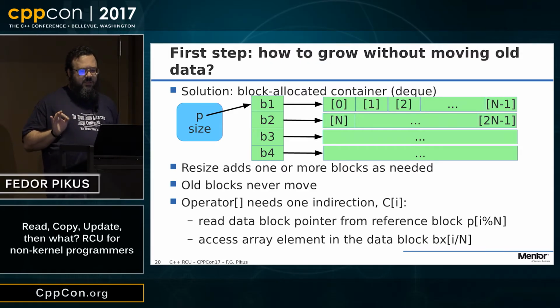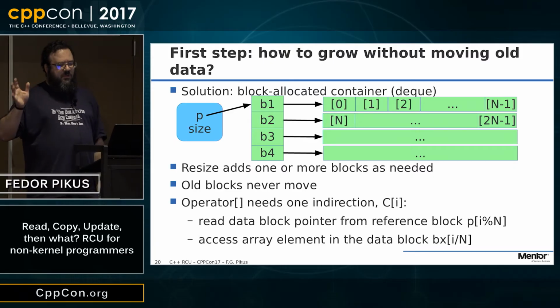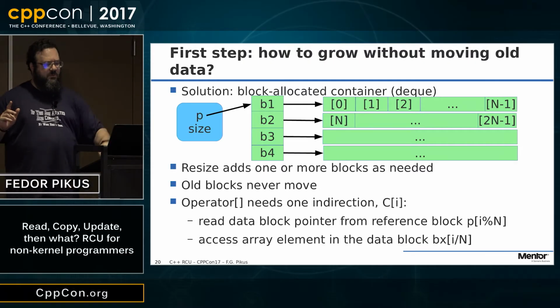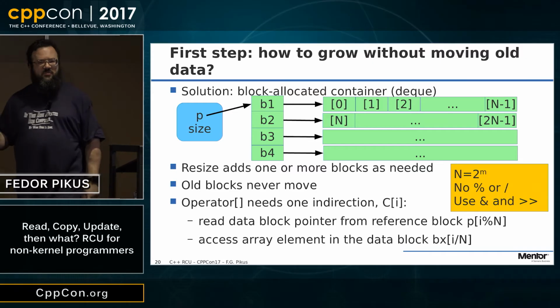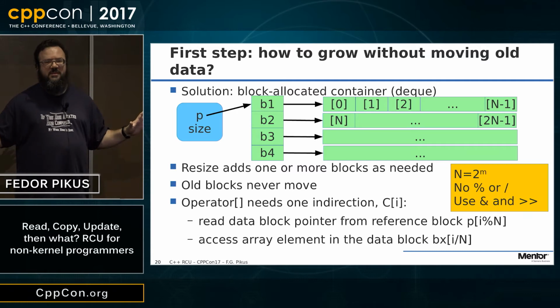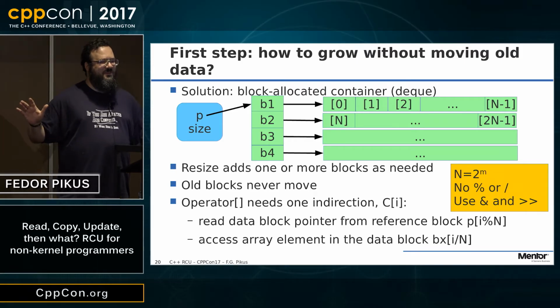Operator square bracket does need one indirection in order for you to get from the index to the element. You have some index i, give me the element number 5. Well, first you have to figure out which data block it's in, which means you apply the division to get the index of the block, and then you do the modulo to get the position of the data in the block. If you take one thing away from this talk, please don't do this as written. Make the size of the block a power of 2 and use bit arithmetic. I don't want to be responsible for the proliferation of modulo operators and a 100x slowdown of all the code that uses the index.